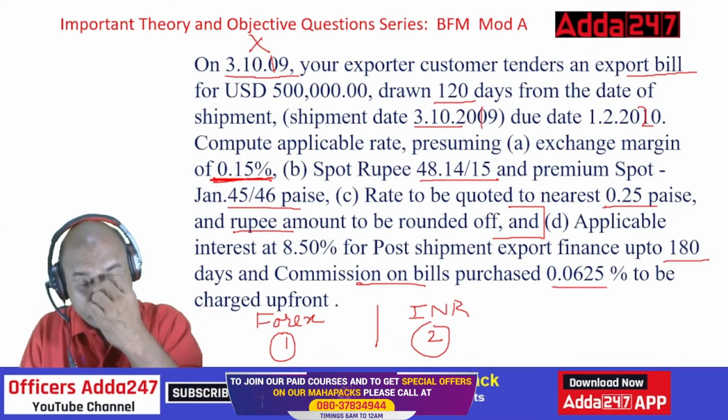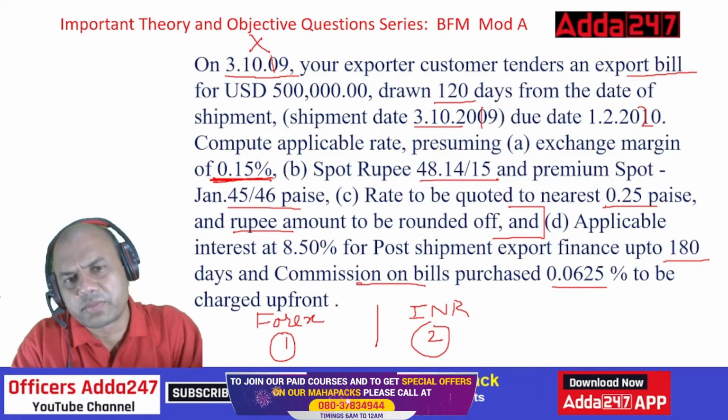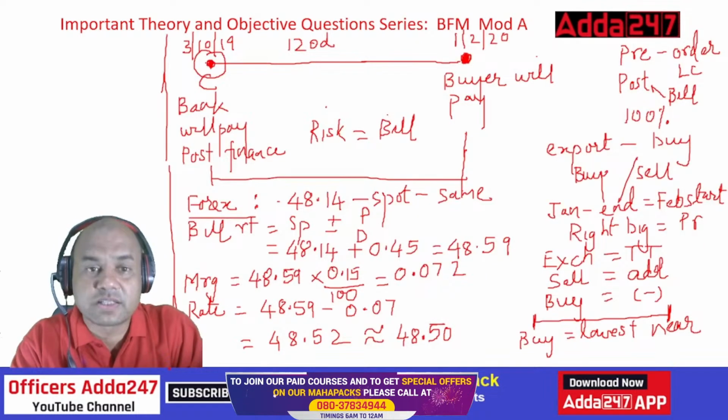Everything is given, so you have to calculate the INR amount also. Both the things are there. It's a big case study of 5 marks. And remember, as it is asked in the exam.